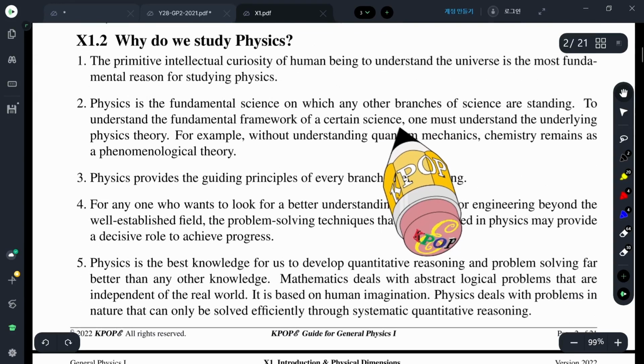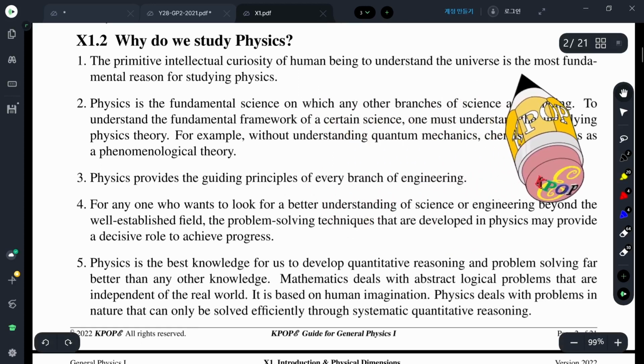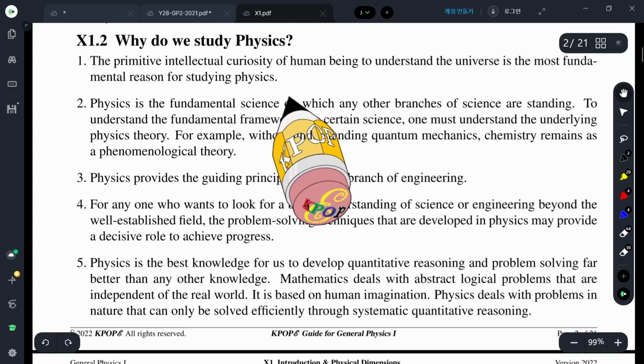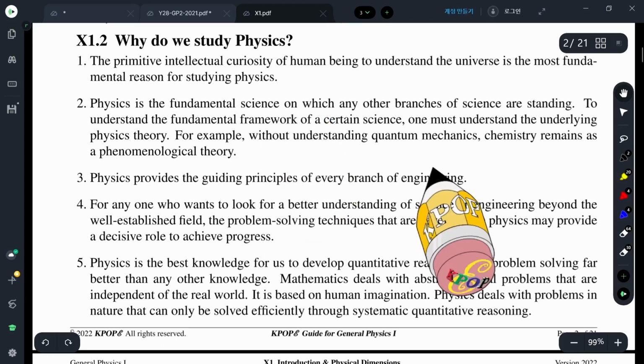Why do we study physics? The primitive intellectual curiosity of a human being to understand the universe is the most fundamental reason for studying physics. Every elementary school student has such curiosity. Everyone in this class had that curiosity too when they were a child. But those people who are still curious about nature's hidden structure change physics, they change history.